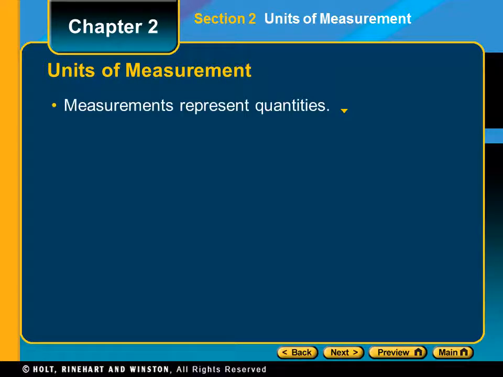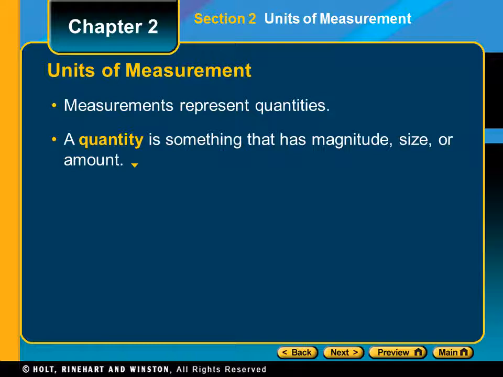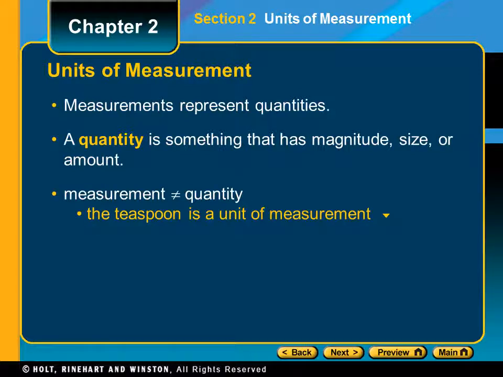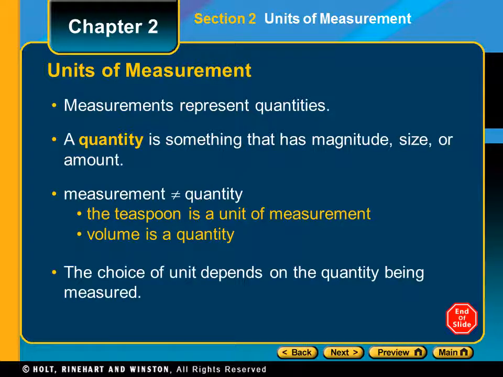Units of measure. It's important to remember, guys, that measurements represent quantities, but they are not quantities. A quantity is something that has a magnitude, size, or amount. It's a subtle difference, but it is there. When we measure something, we're representing the quantity, but we're not actually giving the quantity. So measurements and quantities are not the same thing. Teaspoon is a unit of measurement. Volume is a particular number, which is a quantity. How you choose and use your units is going to depend on the quantities that you are measuring.